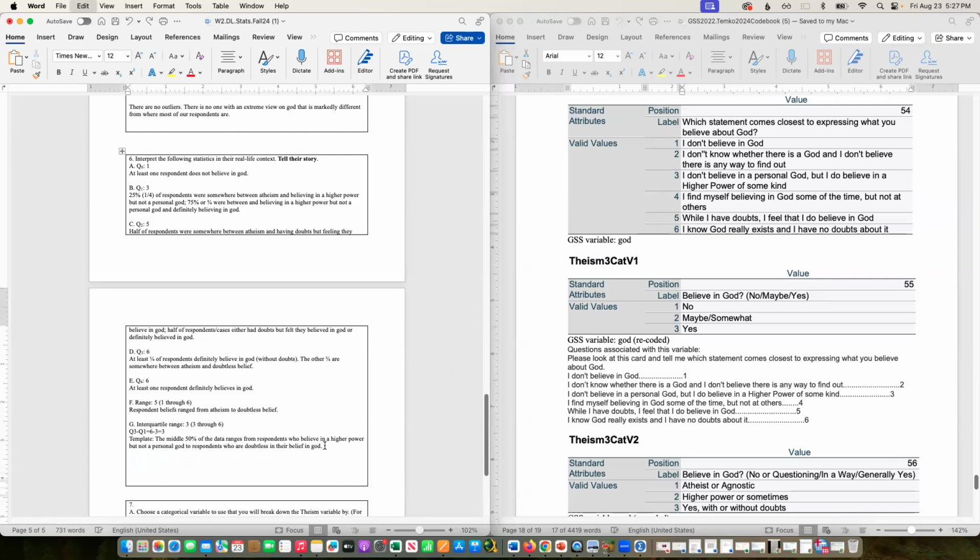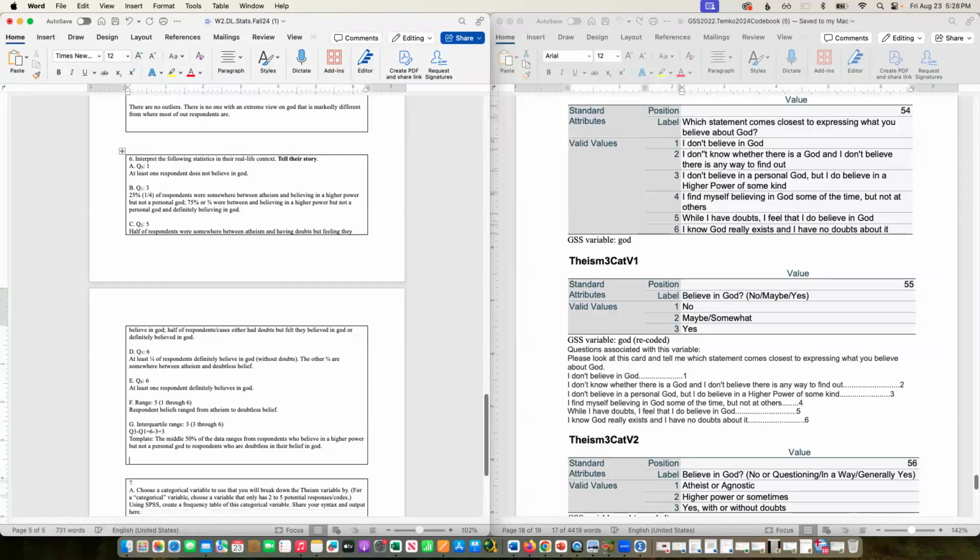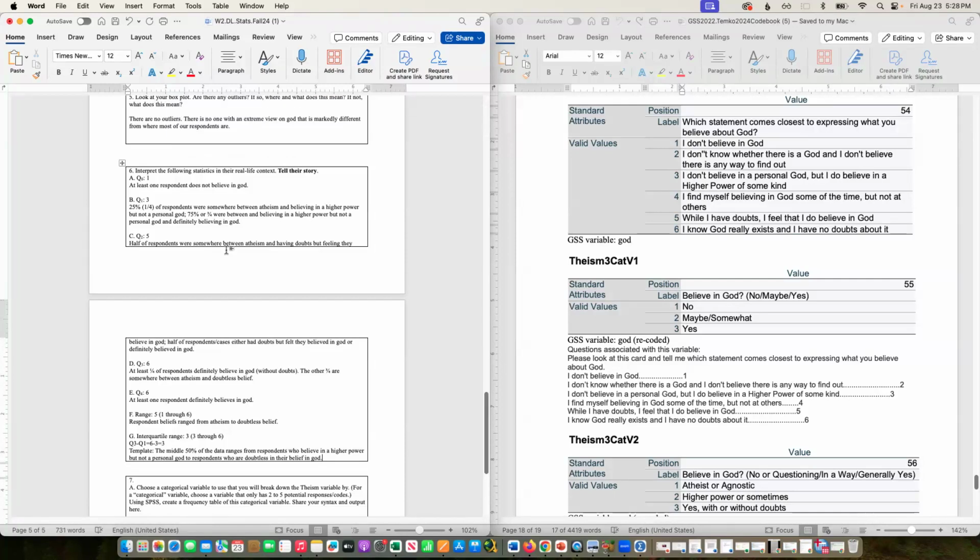Again, if this was something like age, I could say there's a range of 20 years within the middle half of the data from the individual who's the youngest to the one who's the oldest, or from the 20-year-old to the 50-year-old or whatever it is. Okay, so these are my interpretations. Notice that I'm not just putting the numbers and I'm not just putting values. I'm saying, what does it mean for the IQR to equal 3? It means that for the middle half of respondents, they're going from belief in a higher power to definite belief in God. That's where the middle half of folks are.